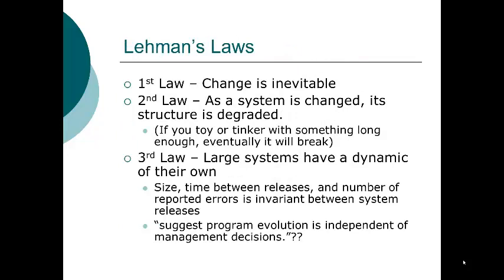Second law, as the system is changed, its structure is degraded. And the corollary to that, one of Murphy's laws, is if you toy or tinker with something long enough, eventually it will break. The third law is a little more contentious and says large systems have a dynamic of their own. In particular, size, time between releases, and number of reported errors is invariant between system releases. And this suggests program evolution is independent of management decisions.